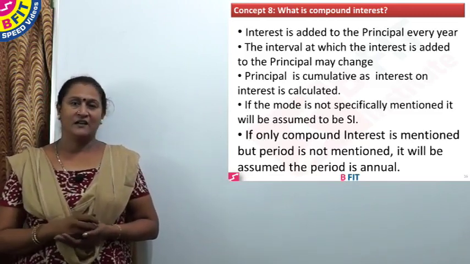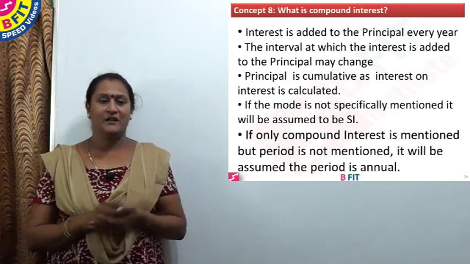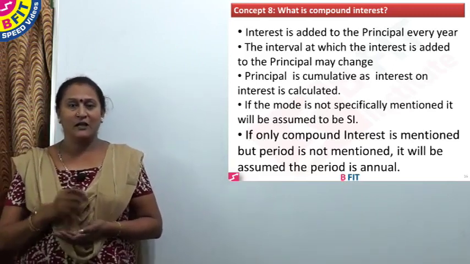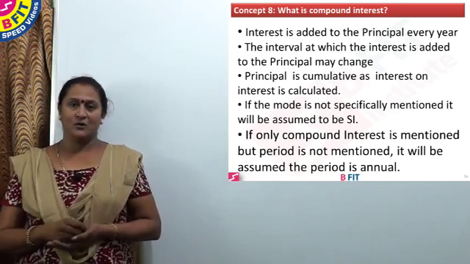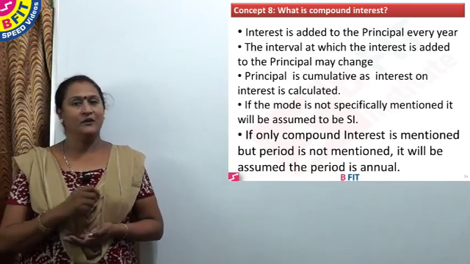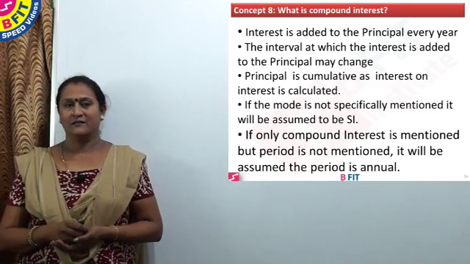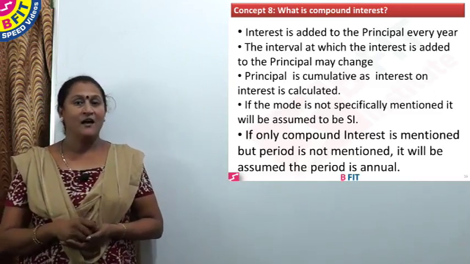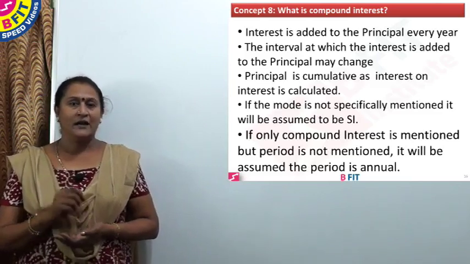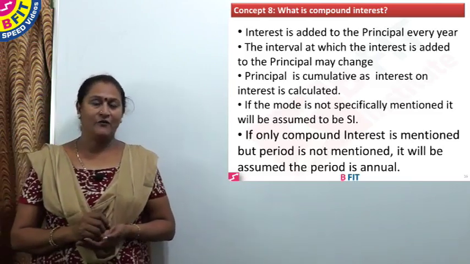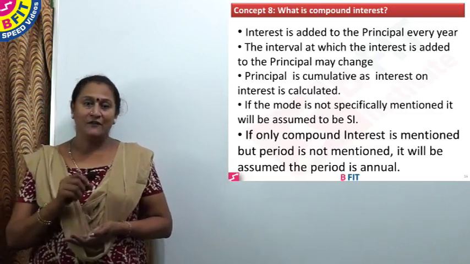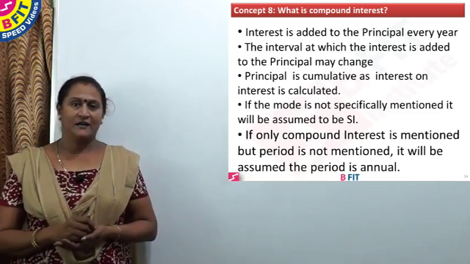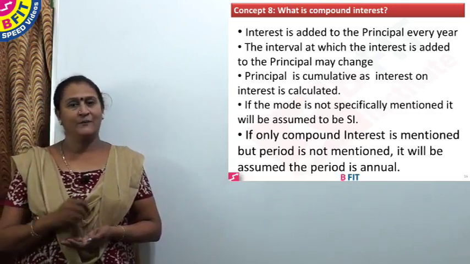In the question, if the mode of interest is not mentioned, we can work it out using the simple interest concept itself. They will mention it as compounded. Only if they mention compounded, we will use compound interest working. And if in the question compound interest is mentioned and the period is not mentioned, it means that interest is calculated for every 12 months. They will mention half yearly or quarterly, and only then the interest is calculated after every 6 months or 3 months.